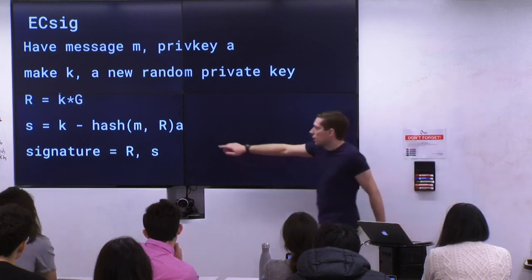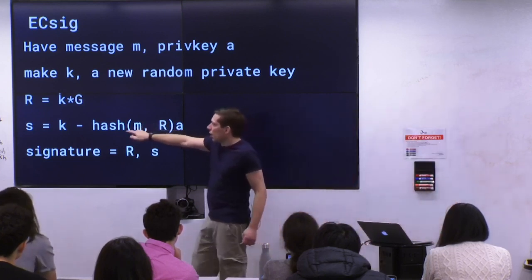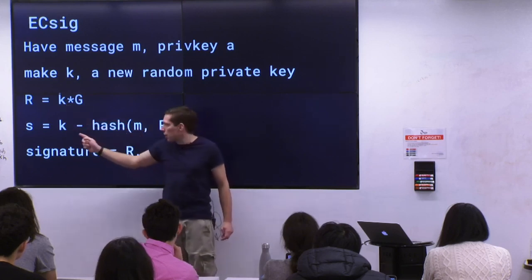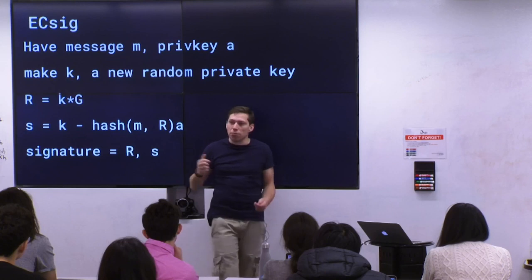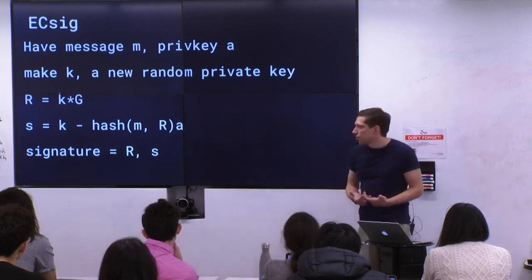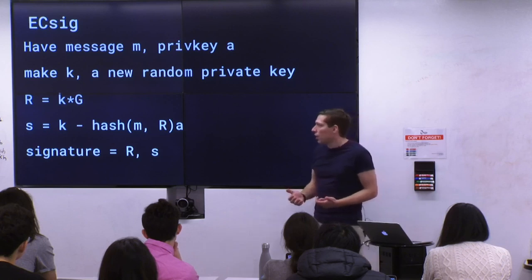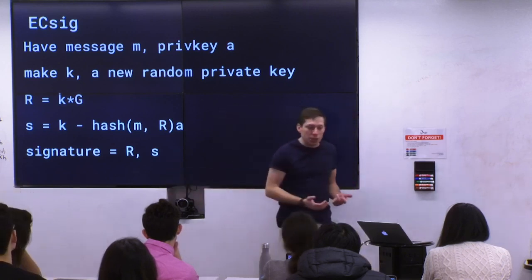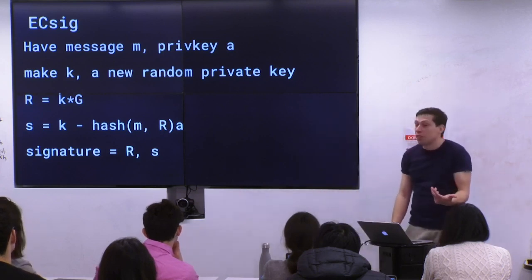So this signing procedure takes a bit of time in computing R, but the rest takes very little time because you're just subtracting and multiplying 32-byte scalar integers, which is much faster. Okay, does this make sense? We'll go over how you can't forge this. Okay, sorry. First, verification.